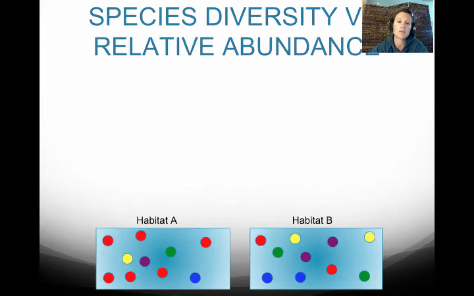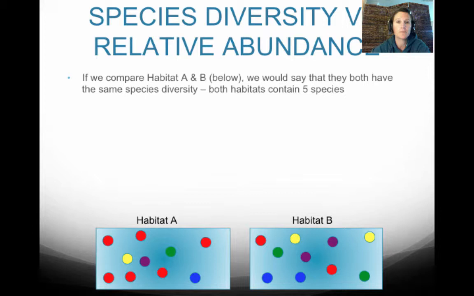So let's take a look at an example here. We've got species diversity versus relative abundance, or I should say species richness there. Okay, so you've got habitat A and habitat B. Now, if we're going to compare both of these, we see that both of them would have a species richness number of 5. They both have 5 different species. Each of the individuals is a little circle and they're all colored. So habitat A has a red species, a yellow species, a green species, a blue, and a purple. Same with habitat B. It also has 5 different species. So the species richness for both habitats would be 5.